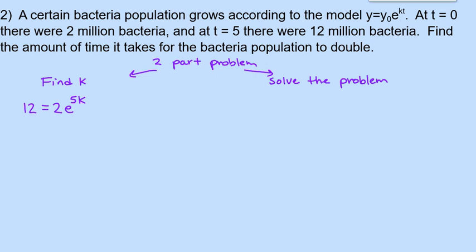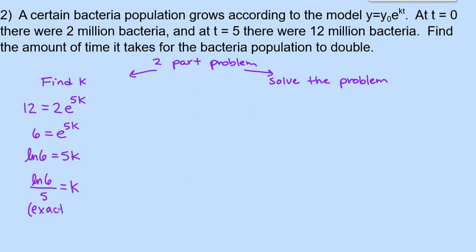Let's solve this equation for k. Divide both sides by 2. Take the natural log of both sides. And divide both sides by 5. All right. Now that is the exact value of k.